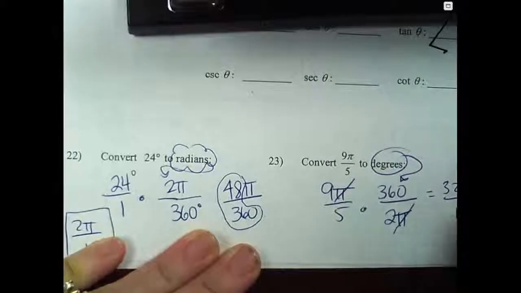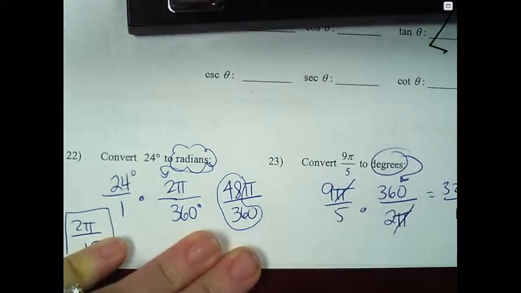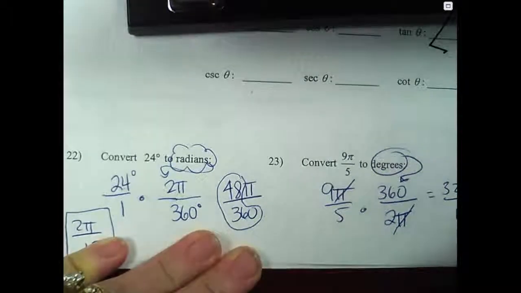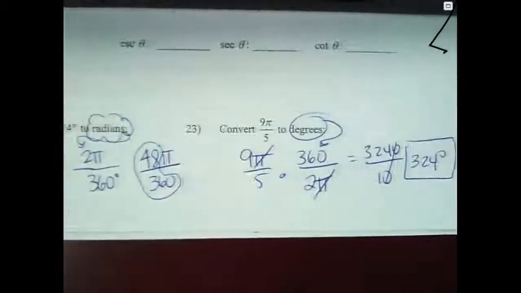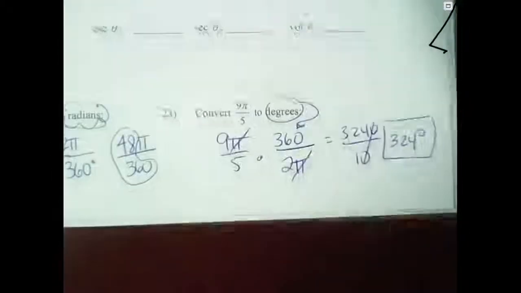Divided by 10. Cancel. You get 324 degrees. Moving right along.